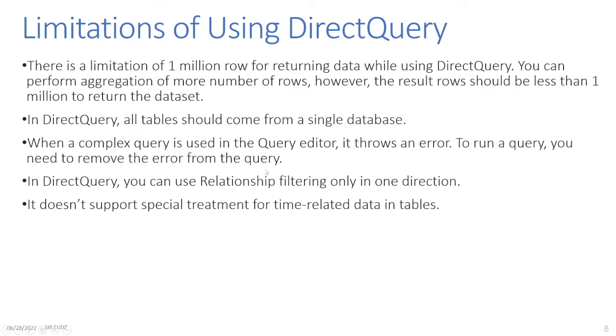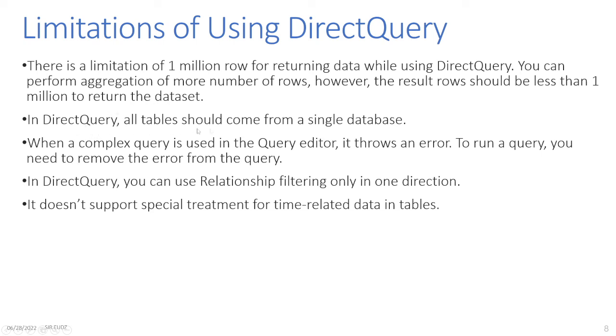Limitations of using direct query. There is a limitation of 1 million rows for returning data while using direct query. You can perform aggregation of some number of rows, however, the result rows should be less than 1 million to return the dataset.